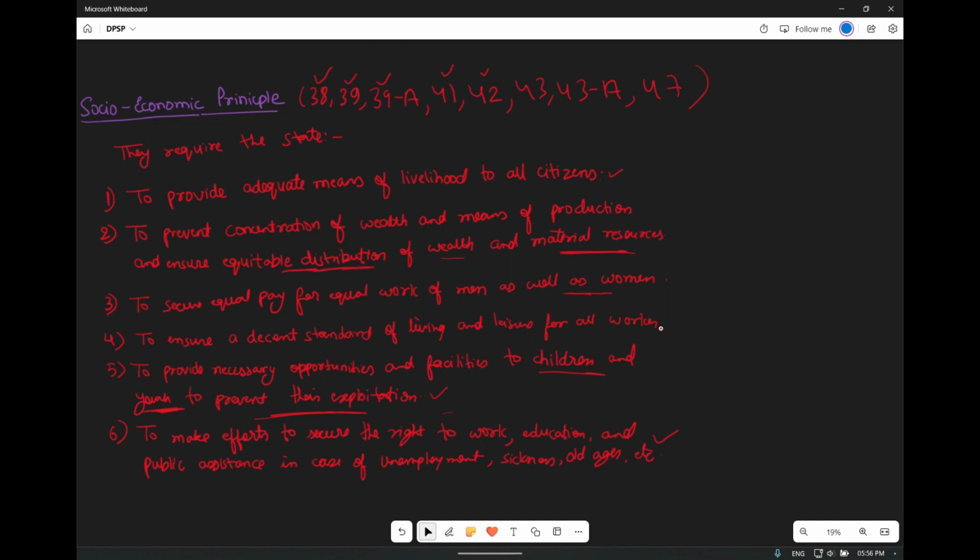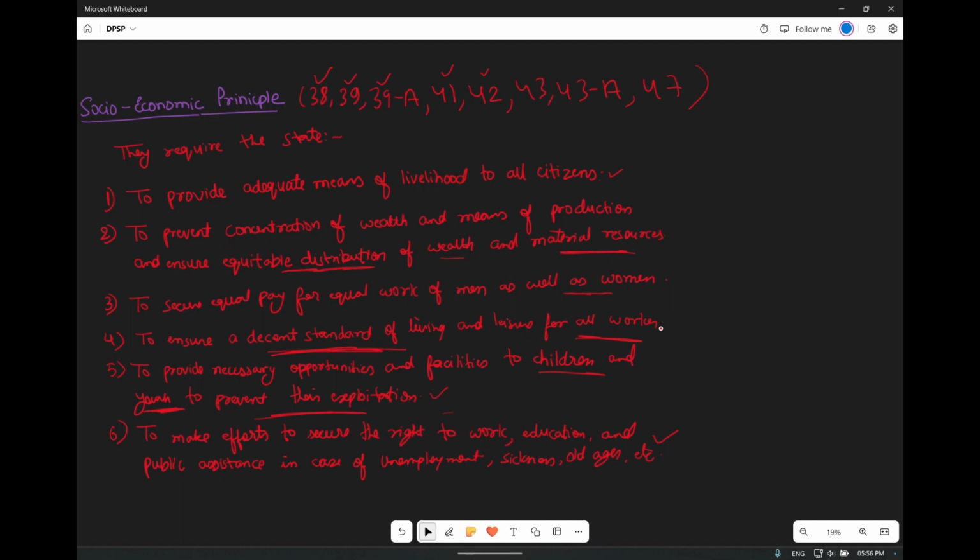This point also covers a decent standard of living and leisure for all workers, or to secure equal pay for equal work of equal men. When we break these points down, we get to know that even a pregnant lady is working and all. So all those concepts will be covered under this point. Provision for just and humane conditions for work and maternity leave will also be covered under this socio-economic principle.